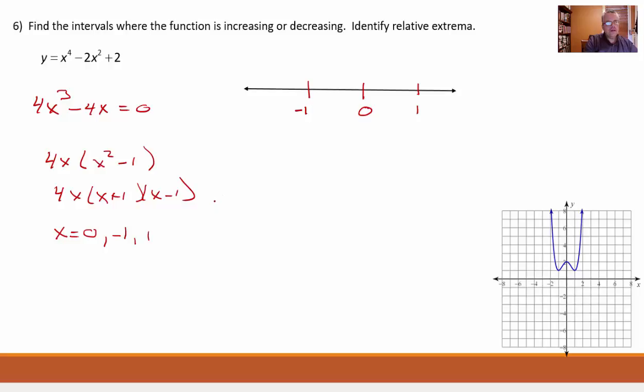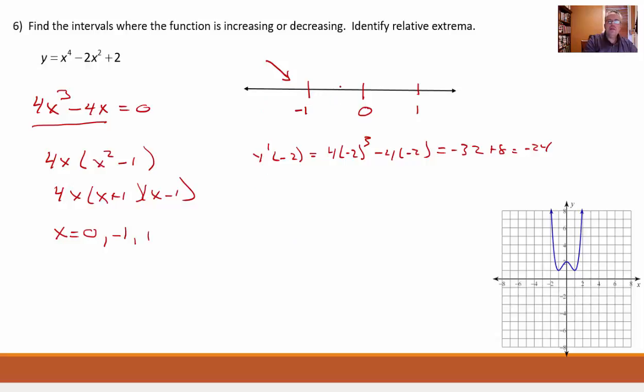Now, the next part's a little tedious, but with a calculator it's not so bad. We got to test the intervals by using the first derivative here. So let's put in negative 2. Y prime of negative 2 would be 4 times negative 2 cubed minus 4 times negative 2. And this would be 4 times negative 8, which is negative 32, plus 8, which is negative 24. Function's decreasing here. So we can pick any point in this interval to test the derivative, use the first derivative, and it'll tell us if it's positive or negative.